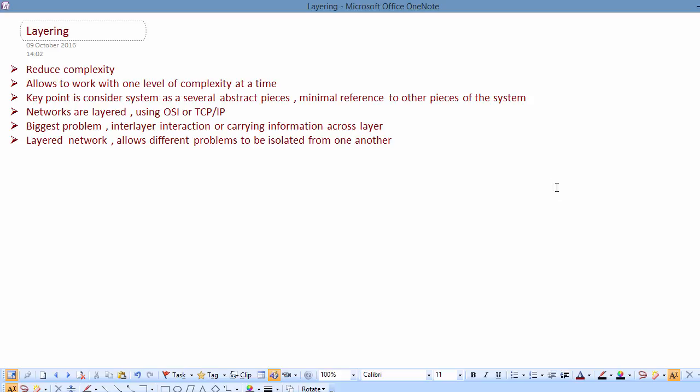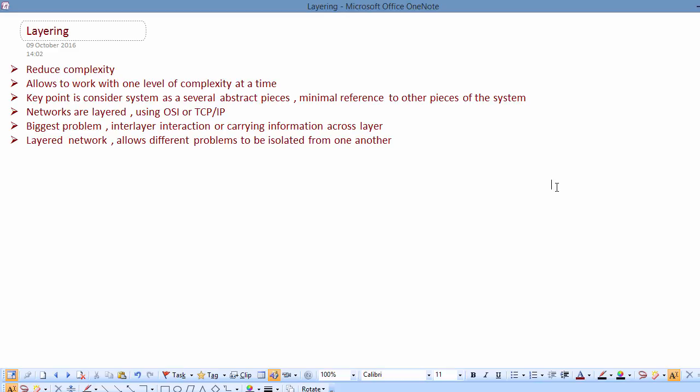Hi guys. In this section, we are going to talk about the layered approach of your network, how layered networks can be designed, and what are the key things you can keep in mind while designing. Basically, layering is a classical mechanism which can be used to reduce the complexity of a problem. Layering allows you to work with one level of complexity at a time, so you can segregate your network or your problems into different layers, so your problems will not interact with one another.